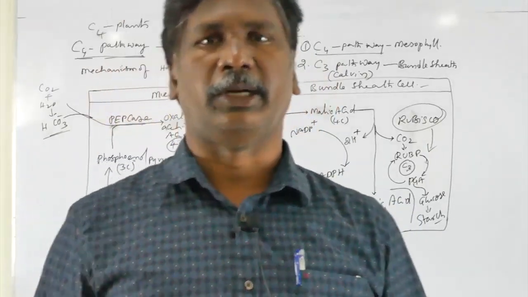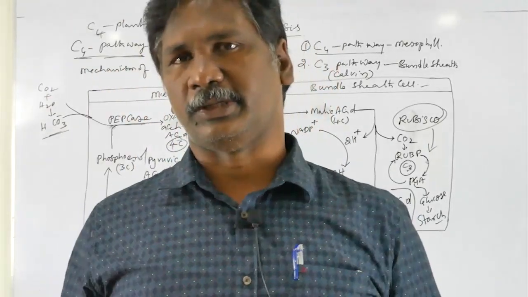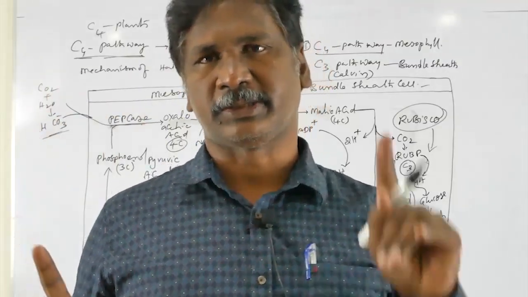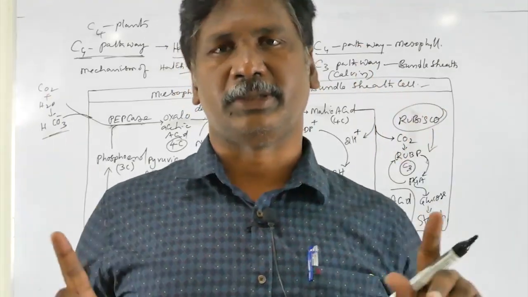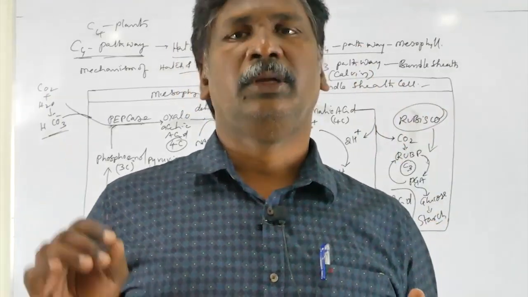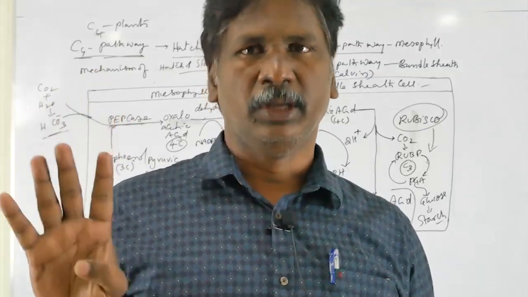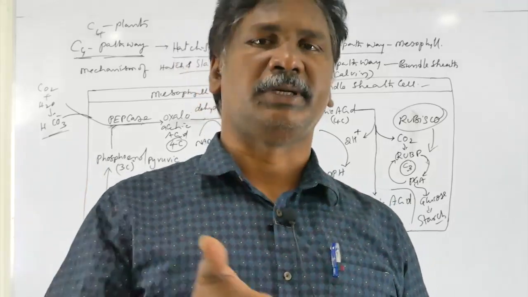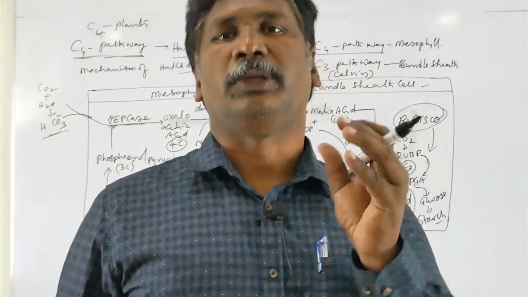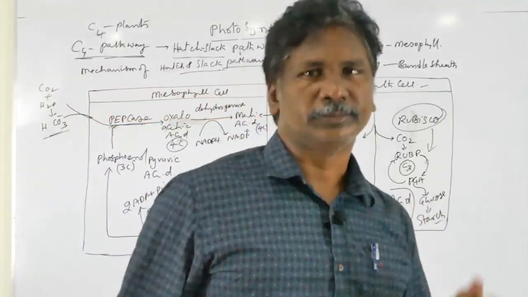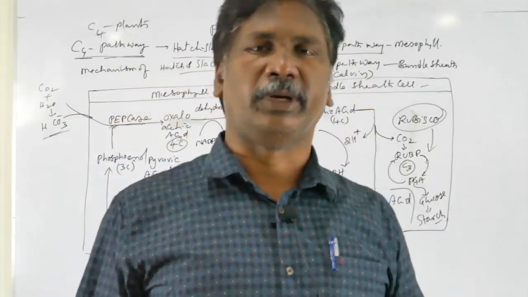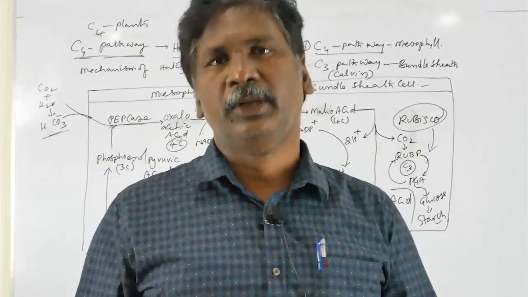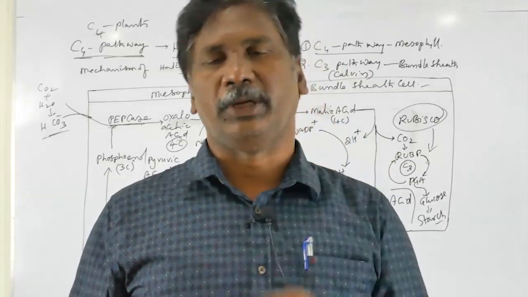Two carbon fixations take place within the C4 plants. First carbon fixation in mesophyll cells, second carbon fixation in bundle sheath cells. The first carbon fixation produces the 4 carbon compound oxaloacetic acid. Then it converts into malic acid. Malic acid enters the bundle sheath cells. Within the bundle sheath cells, it undergoes oxidative decarboxylation.